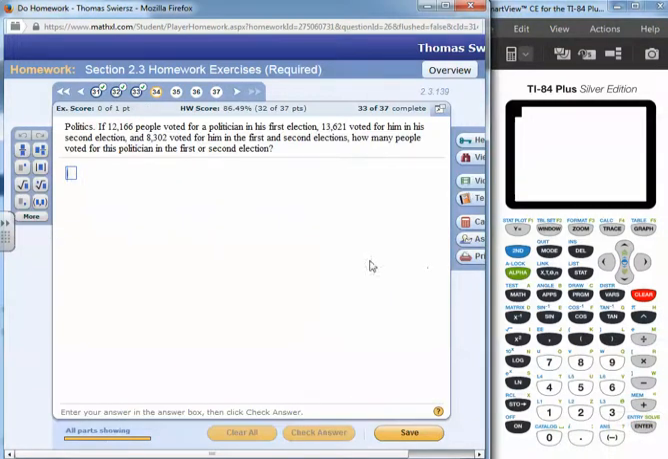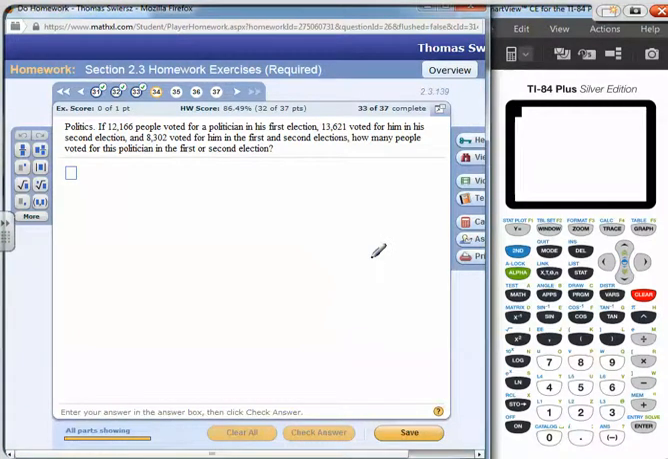Number 34. And this is involving politics. 12,166 people voted for a politician in the first election. 13,621 voted for him in the second election. 8,302 voted for him in the first and second elections. How many people voted for this politician in the first or second?